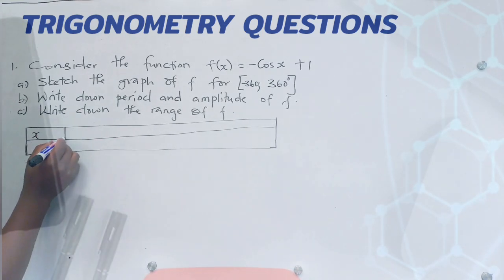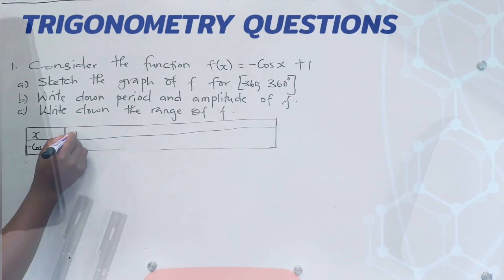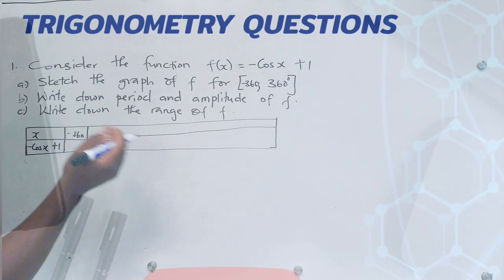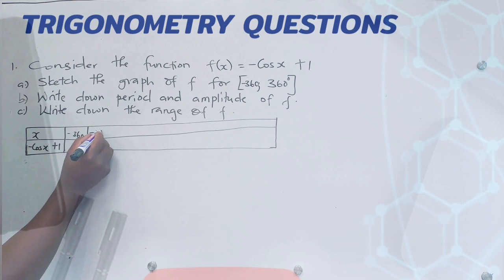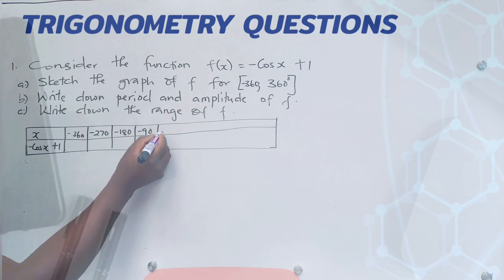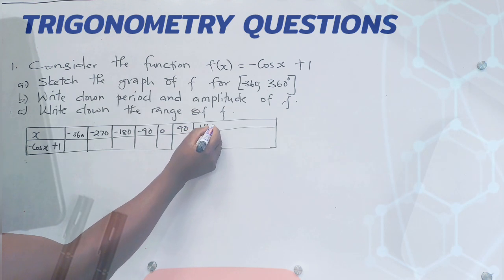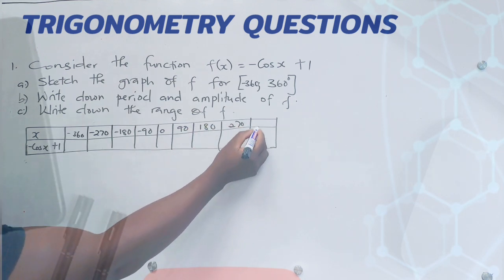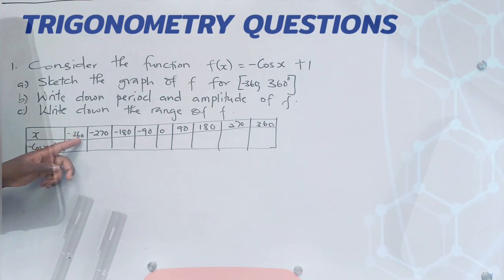We are from negative 360 degrees. This is negative cos x plus 1. So negative 360, then we have an interval. We can use an interval of 90. So from there we go to negative 270, negative 180, negative 90, 0, 90, 180, 270, 360. So we punch these values of x. The position of x is substituted with negative 360, negative 270 until 360.